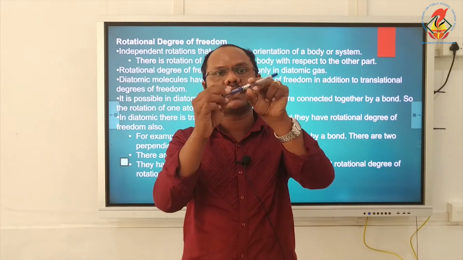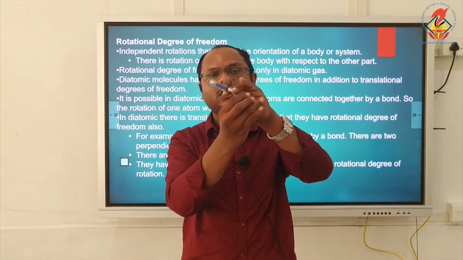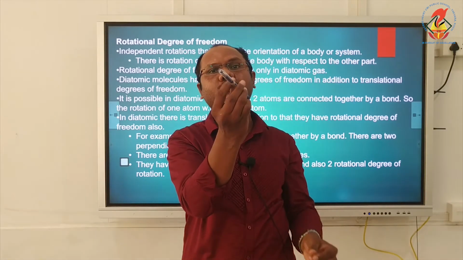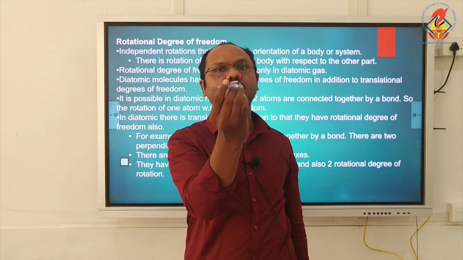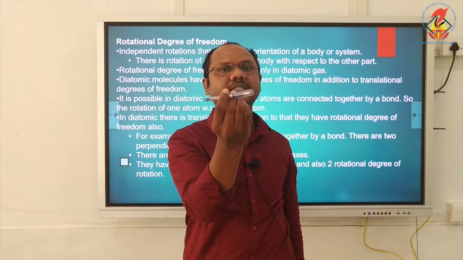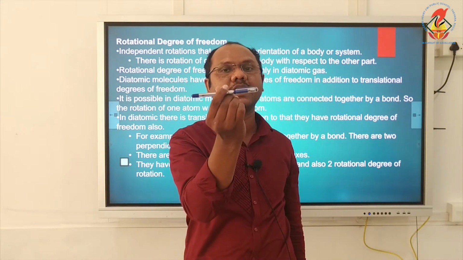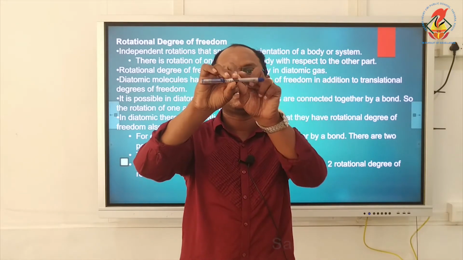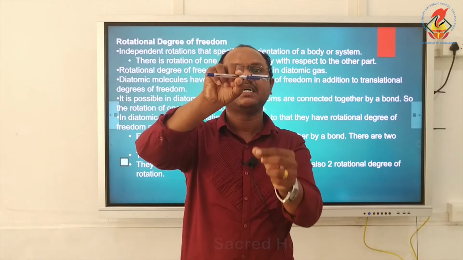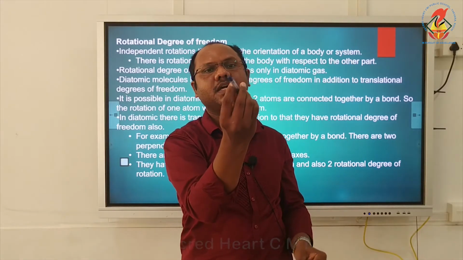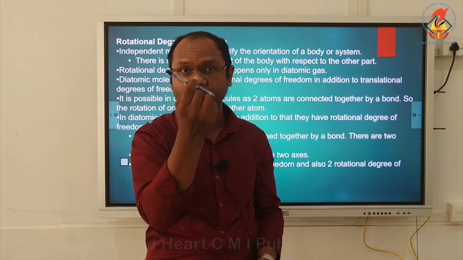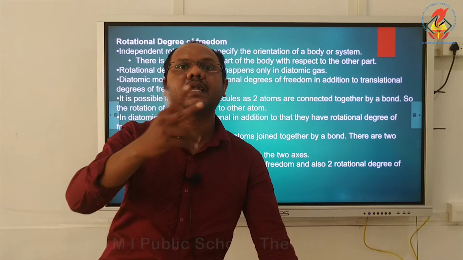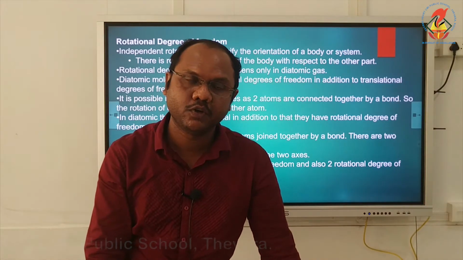The molecule can rotate like this. This is one type of rotation. Then it can rotate like this. This is another type of rotation. So there are 2 perpendicular axes about which the molecule can rotate. One is like this, and another is like this. There are 2 perpendicular axes of rotation where this oxygen molecule can rotate. So there are 2 degrees of freedom due to rotation.